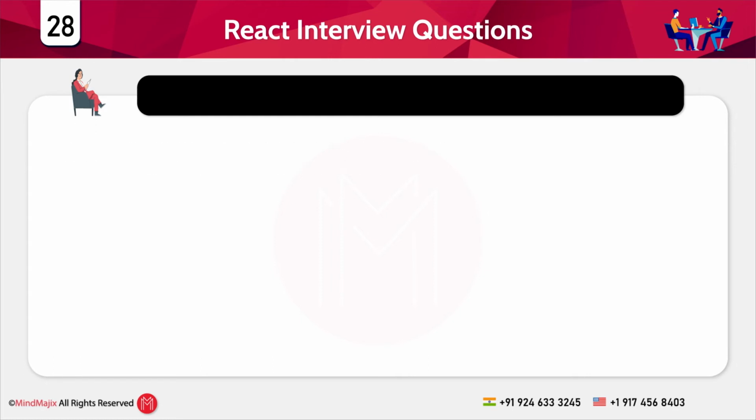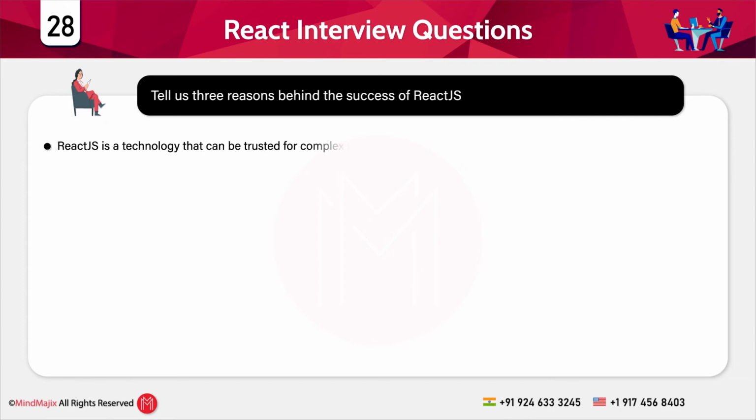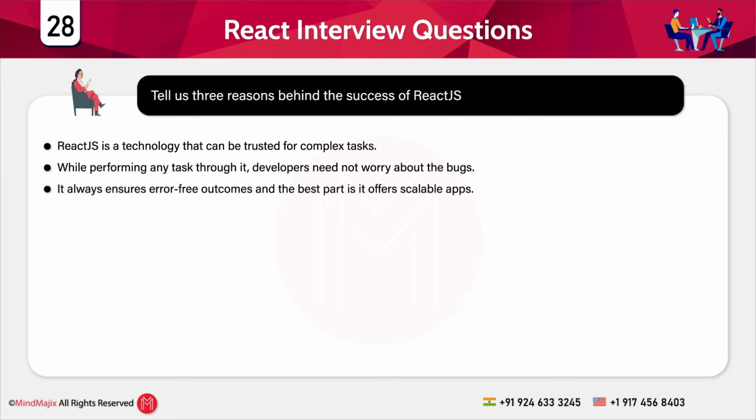The next question is, tell us the 3 reasons behind the success of ReactJS. ReactJS is a technology that can be trusted for complex tasks. While performing any task through it, developers need not worry about bugs. It always ensures error-free outcomes, and the best part is that it offers scalable applications. It is a very fast technology and can simply be trusted for quality outcomes.